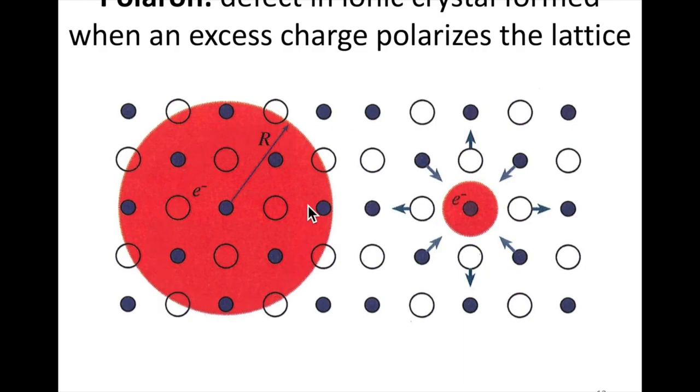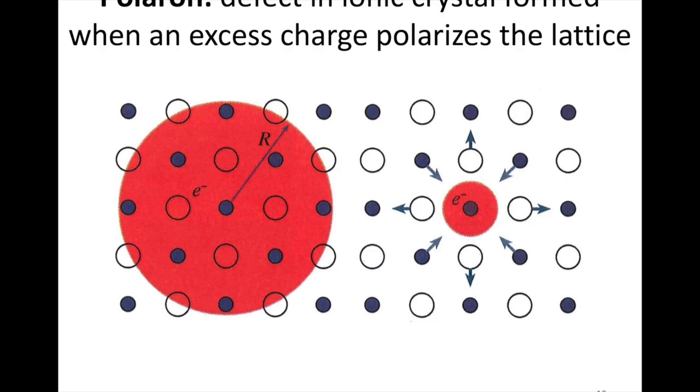This image here is showing that we have an electron in the lattice, an extra electron or charge, and then this red area shows you the immediate vicinity that it affects. Here it's a relatively large area. Over here, this electron affects a much smaller area of the lattice. And so we're going to look at this idea of a polaron.